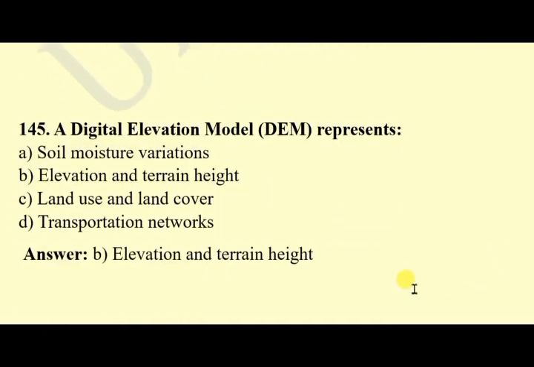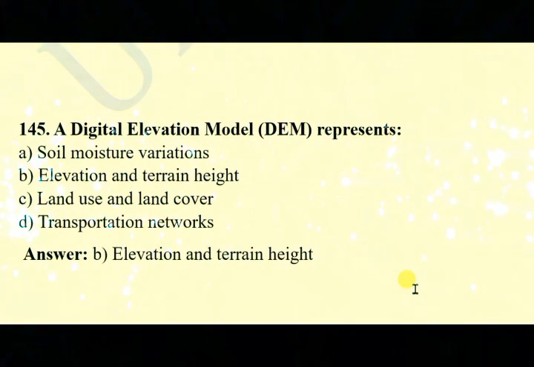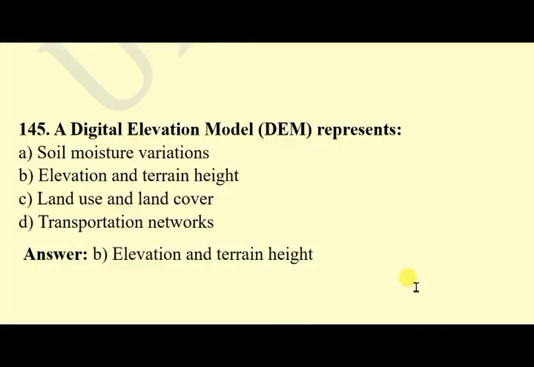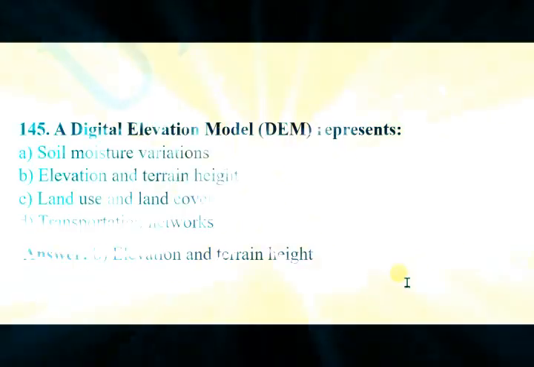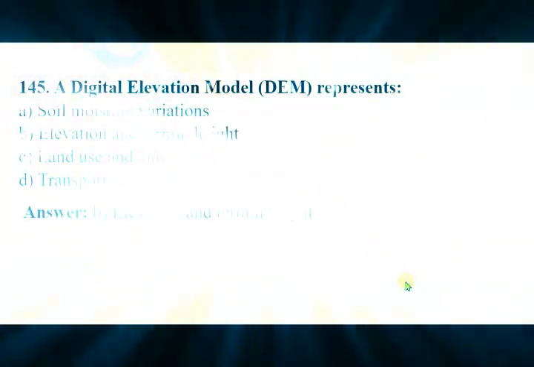Question 145. A digital elevation model, DEM, represents soil moisture variations, elevation and terrain height, land use and land cover, transportation networks. Here the right answer will be elevation and terrain height.